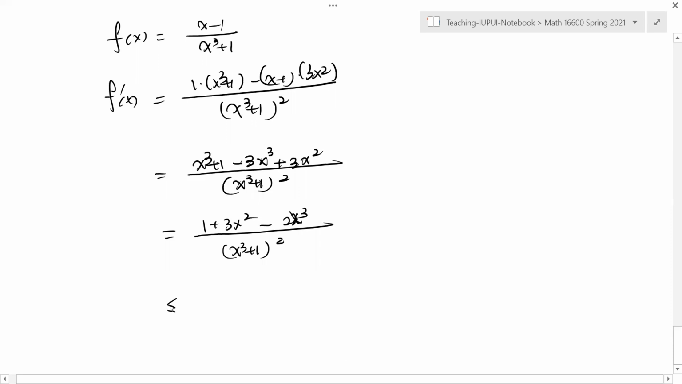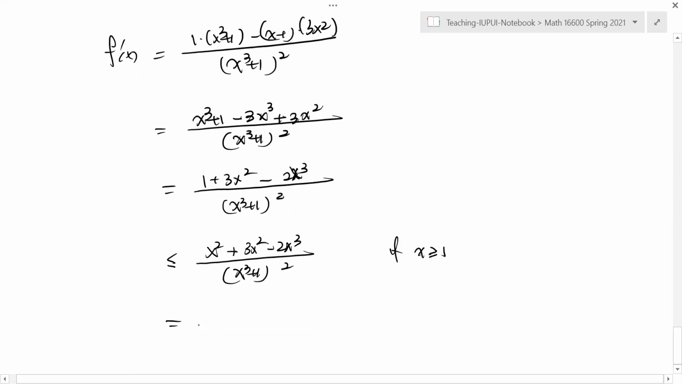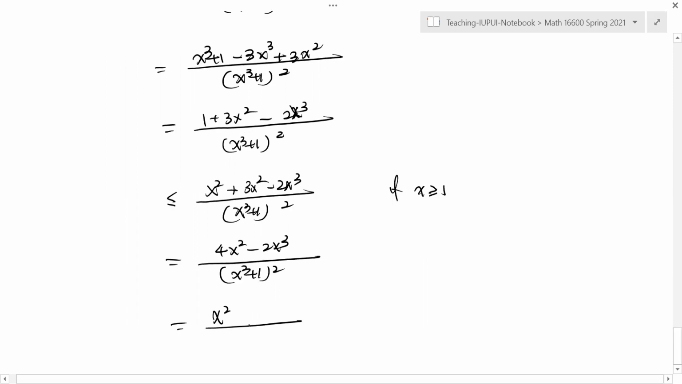I can think about it. How about replacing 1 by x squared? This is true if x is greater than 1, right? Because x is less than x squared, and 1 is less than x squared. Then if you do that, it's so easy now. Right? Then I take x squared out, take a 2 out, and that'll be 2 minus x. Clearly this is going to be less than 0 if x is greater than 2. So if x is greater than 2, this is going to be less than or equal to 0. Okay. That's all we need.